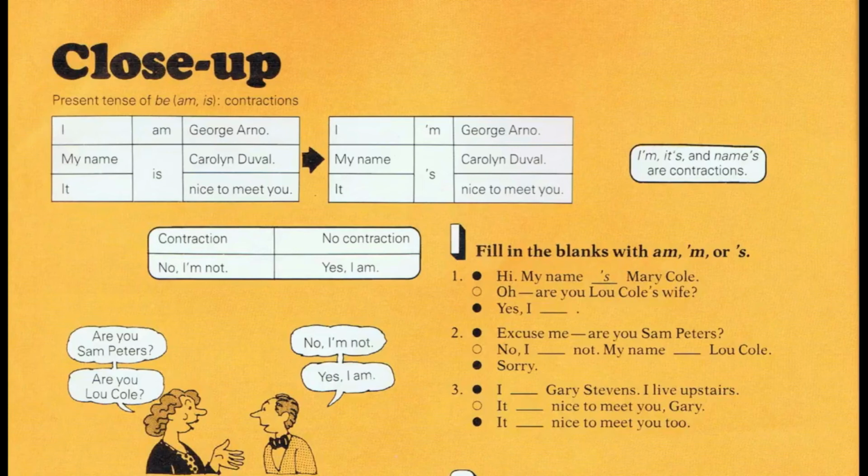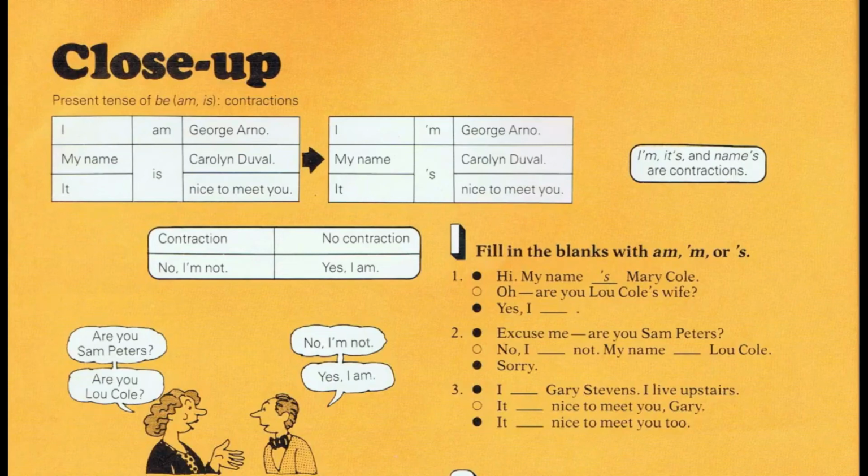We have two boxes. On the left side we have full forms. On the right side we have contractions. First we have I am George Arno. Then on the other side, I'm George Arno. Apostrophe M is used to make a contraction. Then on the left side, my name is Carolyn Duval. On the right side, my name's Carolyn Duval. Apostrophe S makes it short for us.